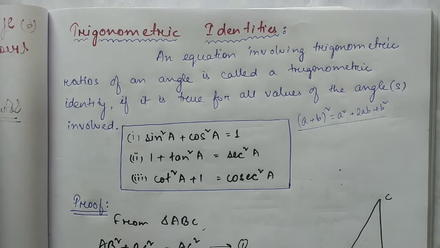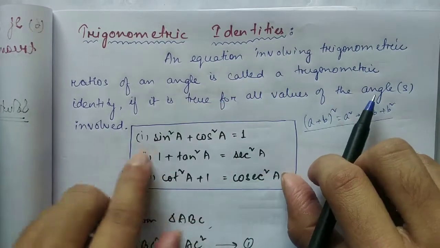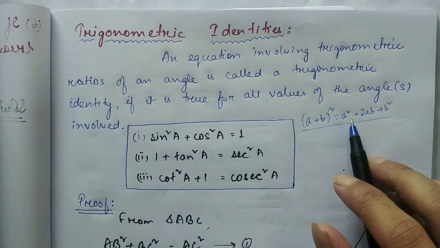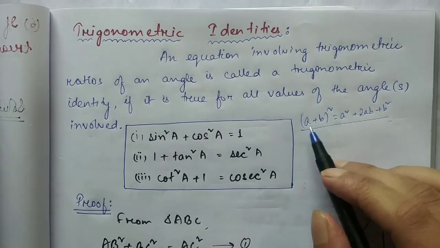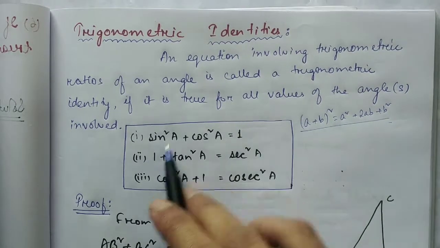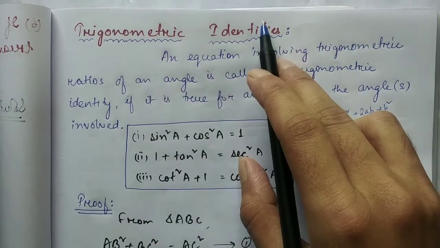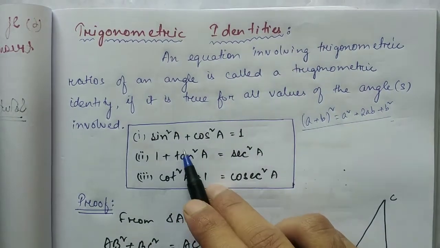So before going into the 3 trigonometric identities, let me define what a trigonometric identity is. Basically an equation involving trigonometric ratios of an angle is called a trigonometric identity if it is true for all values of the angles involved. Just like in algebra, (a + b) whole square is equal to a square plus twice ab plus b square. Now this is an identity because it is true for all the values of a and b. Similarly, an equation involving trigonometric ratios will be called a trigonometric identity if it is true for all the values of the angles involved in the equation.